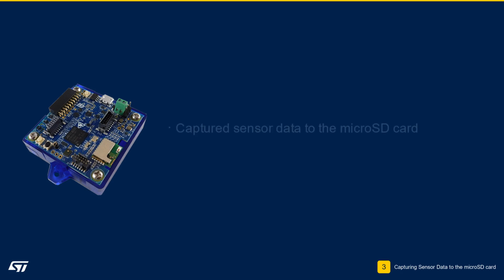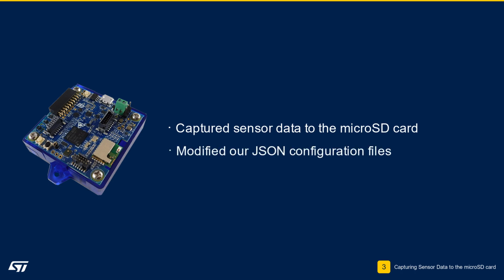In this module, we learned how to capture sensor data and save it to the microSD card. We also modified our JSON configuration files to tailor our data capture requirements. This concludes Module 3.